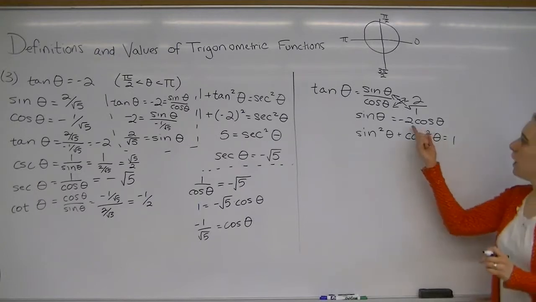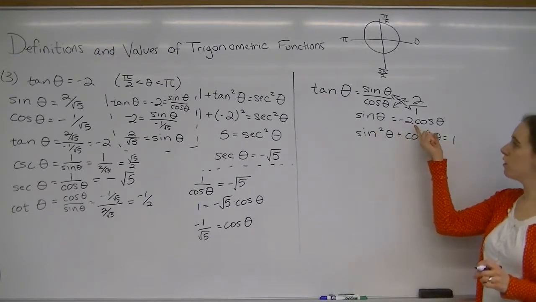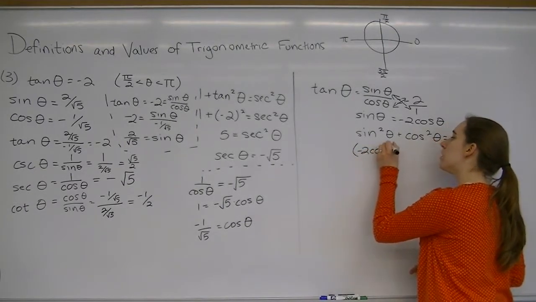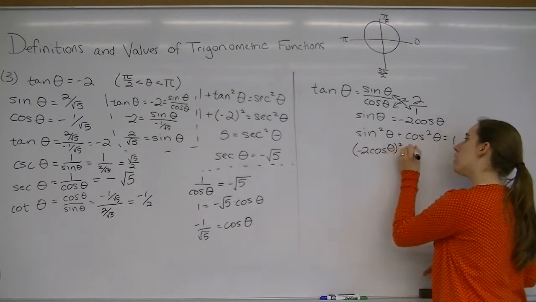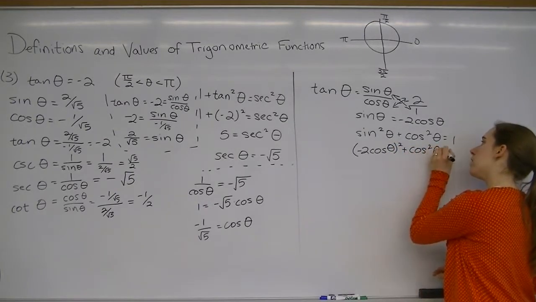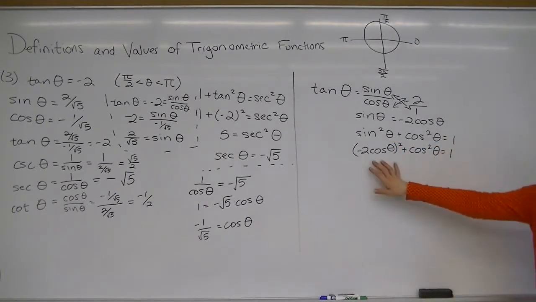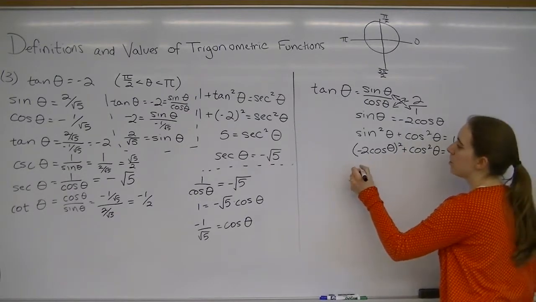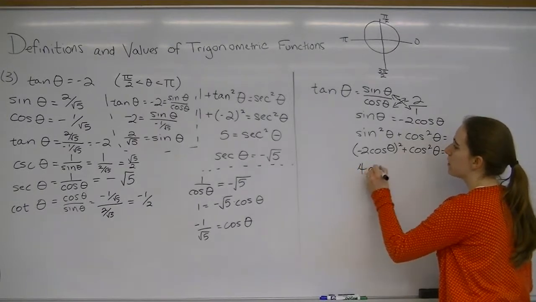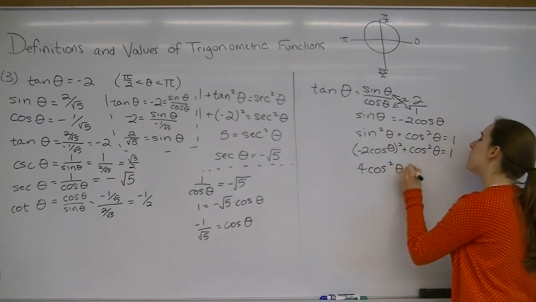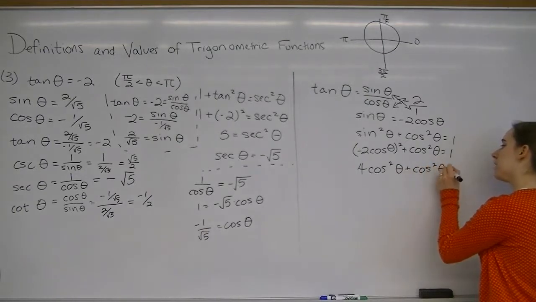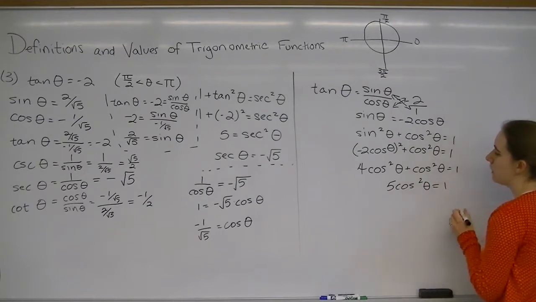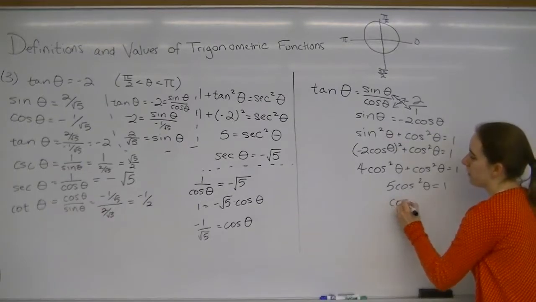But now I know how to write sine in terms of cosine. So if I put this in for my sine value, I have all of this in terms of cosine. I should be able to solve for it. So I need to square both pieces, so I get 4 times cosine squared plus another cosine squared. So really what I get is 5 cosine squared is equal to 1. So I can divide by 5.